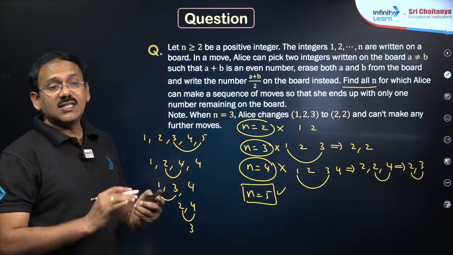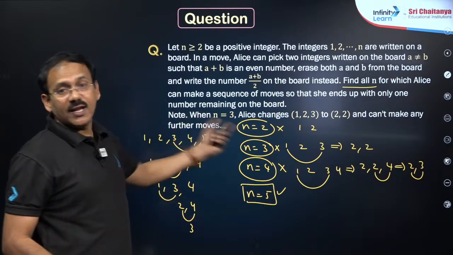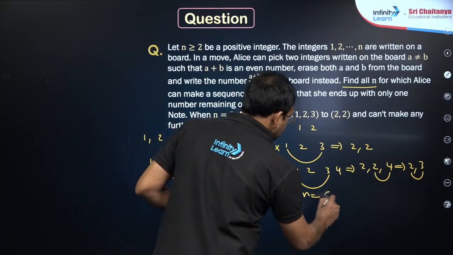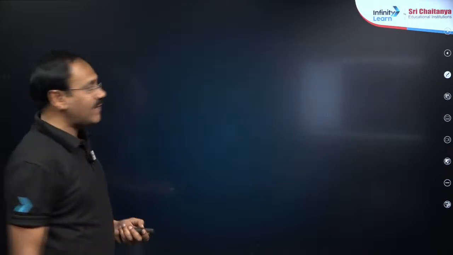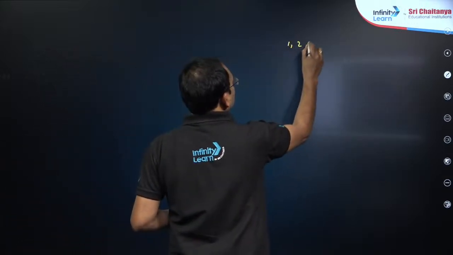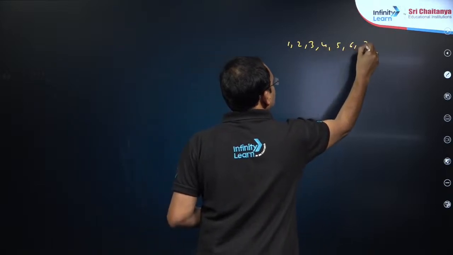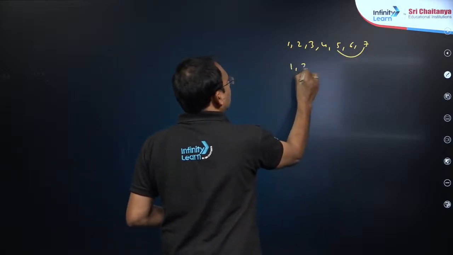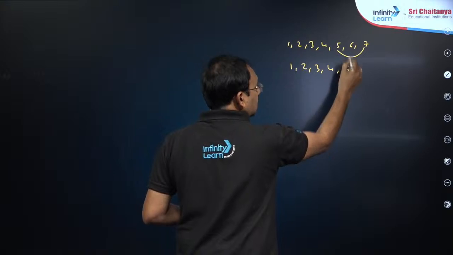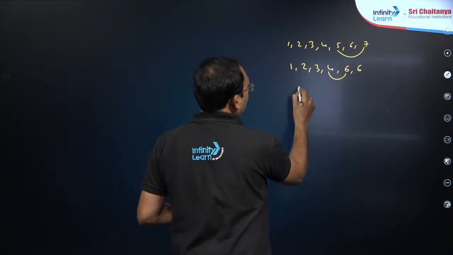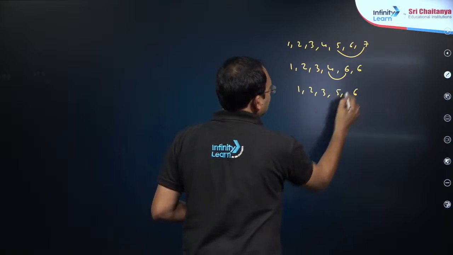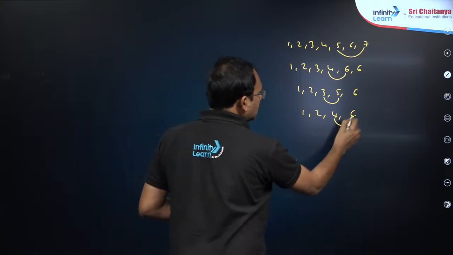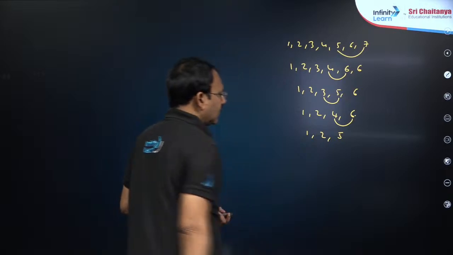That means n equal to 5 is a successful case. So he is asking us to list out all such numbers n which are successful. n equal to 5 is successful. Similarly, if you take n equal to 6, it will not be successful. But if you take n equal to 7, that is 1 2 3 4 5 6 7, you do it with 5 and 7, and you will get 1 2 3 4 6. Again, with 6 and 4 you write 1 2 3 5 6. If you replace 3 5, you get 1 2 4 6, and 4 6 you can write as 1 2 5.